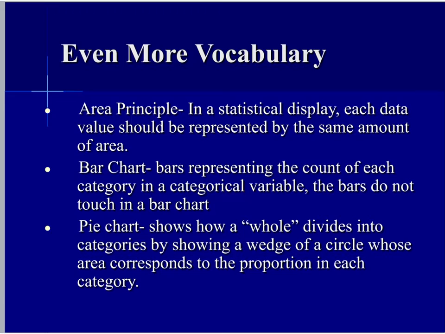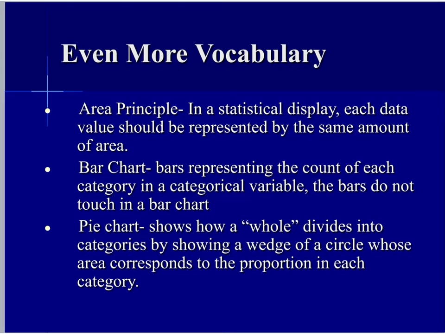Now, there's also the area principle when it comes to graphs, and it's that a statistical display is usually some kind of graph, a bar chart, a pie chart. We'll talk about histograms and scatter plots later on, a time plot. Each data value needs to represent the same amount of area. So your area has to be representative. And if you look in your textbook at the end, there's some pictures of the Titanic, and it really gives a good illustration of the area principle, of a misleading graph.